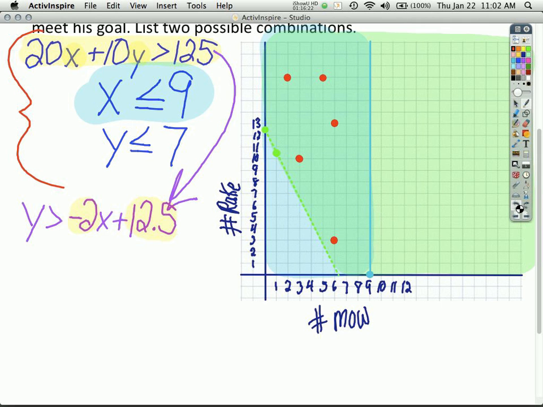So, but now we have yet a third restriction. Y is less than or equal to 7. What do you think y is less than or equal to 7 is going to look like? What do you think it's going to look like, Deja? Horizontal line. And so it's quite simple. Shade. What happened to my shading? What did I do?